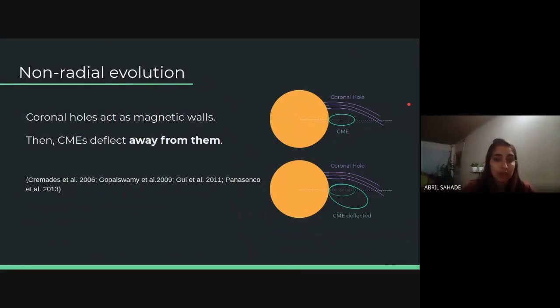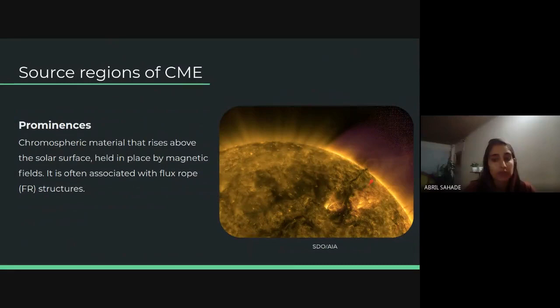Well, one of the magnetic structures in the corona capable of deviating them are coronal holes, which are regions of open magnetic field lines, and they act as magnetic walls, deflecting away the CME. We consider that the sub-region of CMEs are the magnetic flux ropes, usually associated with prominences, for example, as is shown in this image. Prominences are chromospheric material that rises above the solar surface.